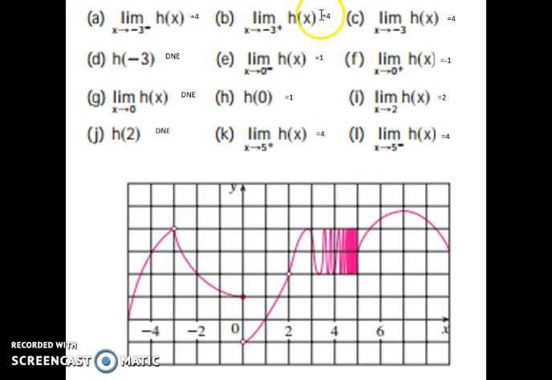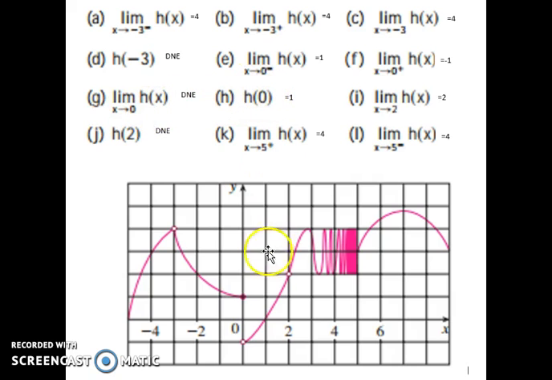Therefore, the left hand and the right hand are equal. Therefore, the limit approaches 4 also. But there is no point, so letter D does not exist. It is not in the domain. It is an open removable discontinuity. At 0 for E and F here, the left-hand side approaches 1. The right-hand side approaches negative 1. Again, the left hand and the right hand have to be equal for letter G, so the limit as x approaches 0 of h of x does not exist.